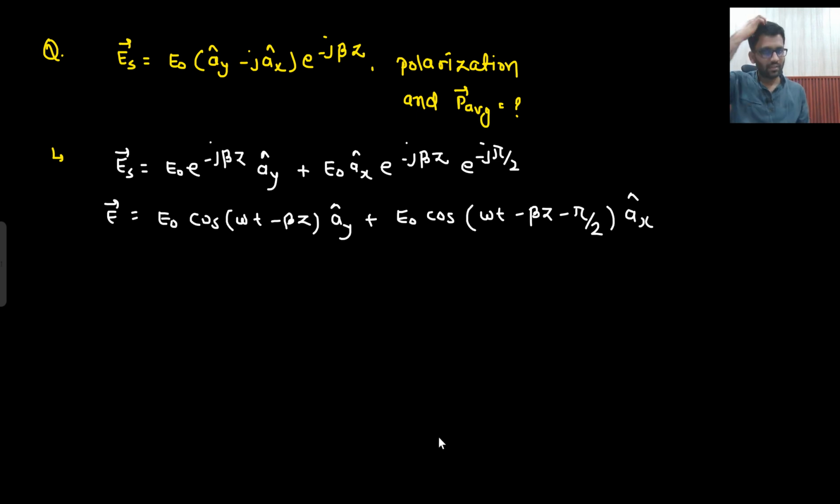What is the phase shift? Phase shift is pi by 2. You can write plus pi by 2 or minus pi by 2, just which one is leading, which one is lagging, you do not need to think about it. So what is the phase shift? Phase shift is pi by 2.